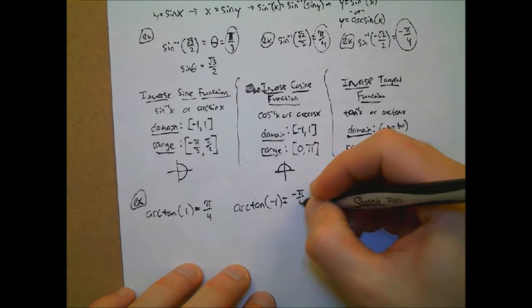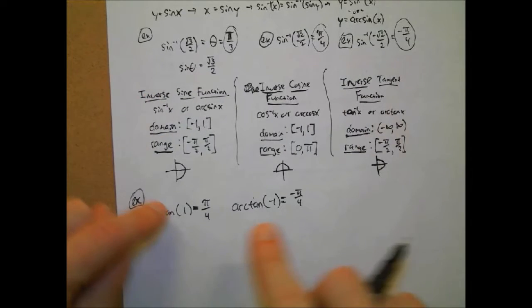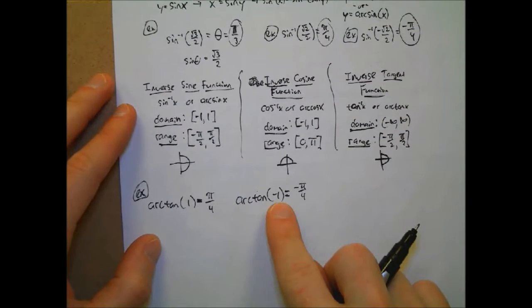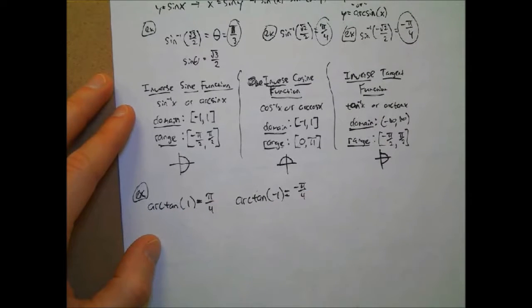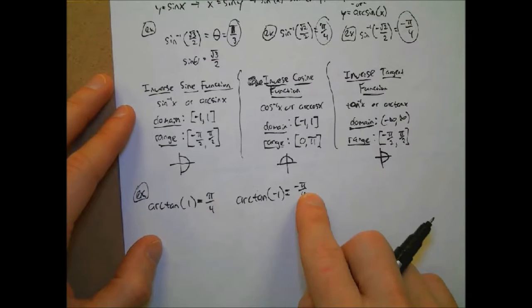So again, for sine and tangent, if you're evaluating a negative ratio, so if you're doing arctangent of a negative number, evaluate it just like you're evaluating the positive one, and then just make your answer negative. That's it. So the answer will be the same as the positive version, just it'll be negative instead.